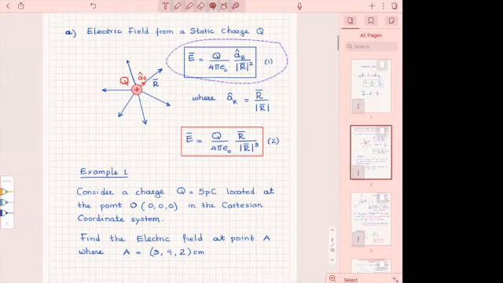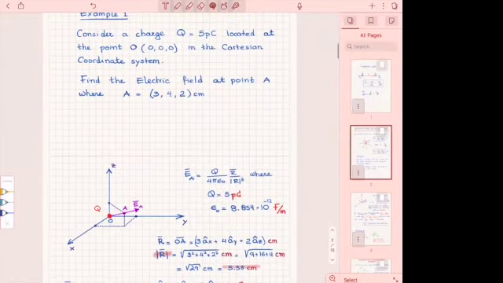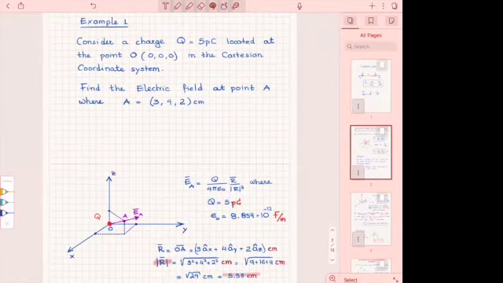Okay, so now we come to this problem where we have a charge of 5 picocoulombs located at the center of this coordinate system. Now, one question for you. You saw how I put my coordinate system? Yes.